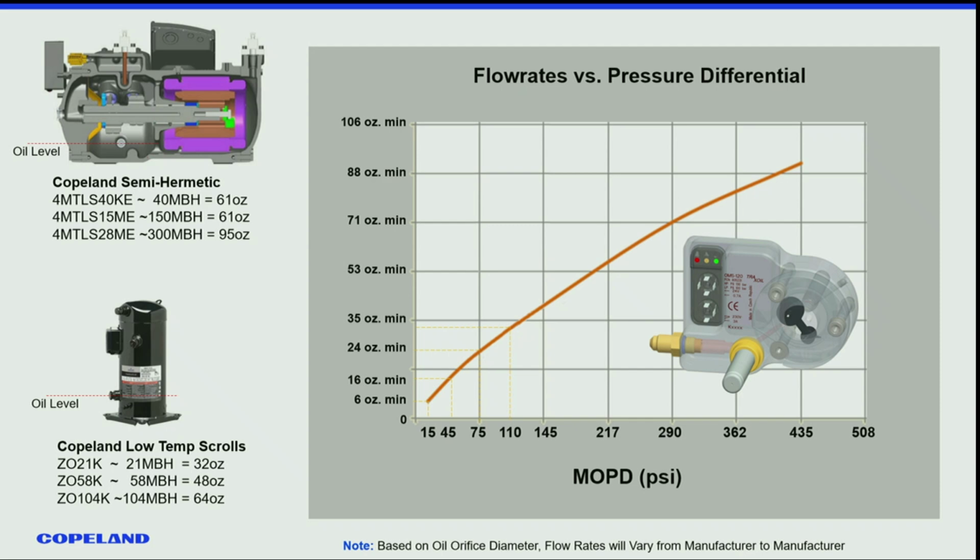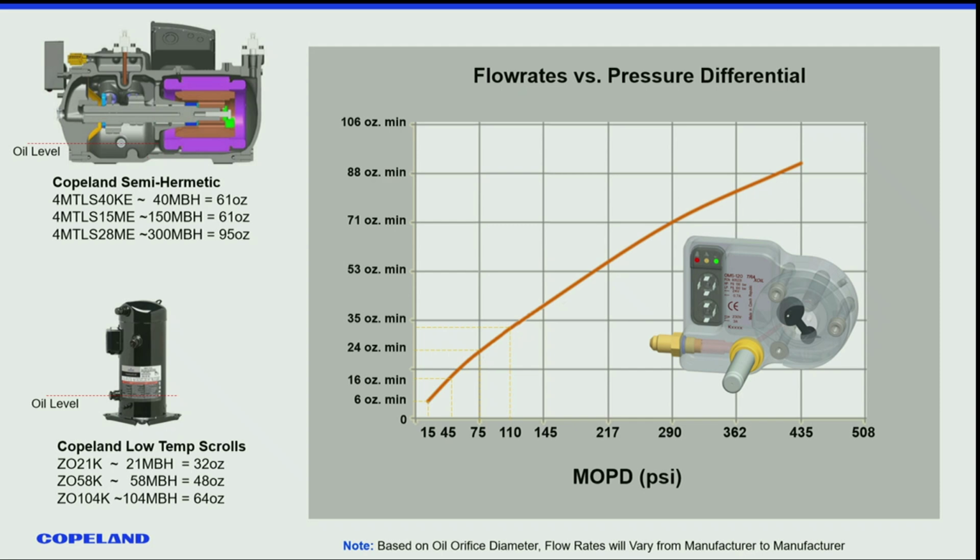If I've got 110 pounds MOPD, so that's pressure differential across it, it will fill at 35 ounces per minute. 35 ounces would mean the top compressors are half full, and that's not even going to happen, because it only starts to fill when the glass, and look how high the glass is. So there's still a lot of oil below there.